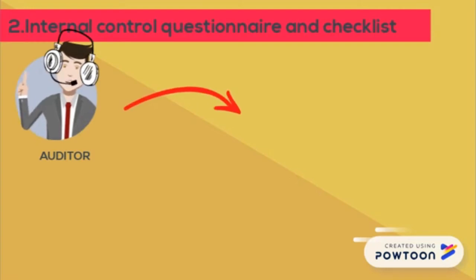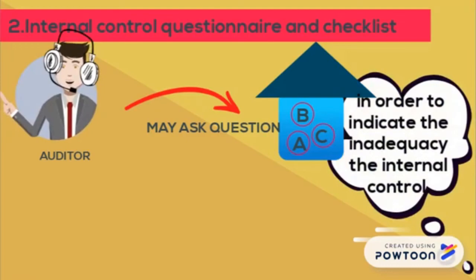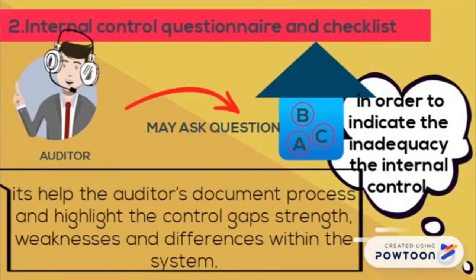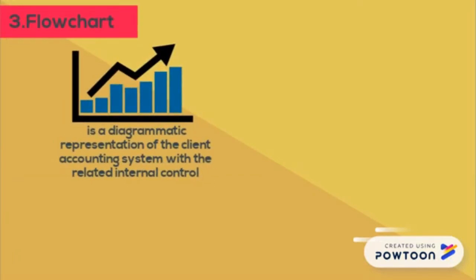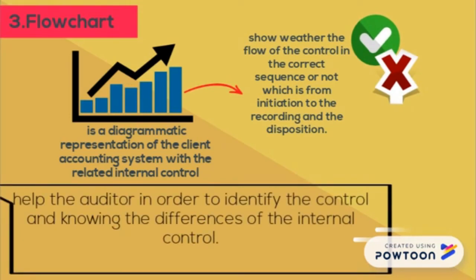The auditor may ask questions about the internal control in each of the audit areas, in order to indicate the inadequacy of the internal control. It helps the auditors document the process and highlight the control gaps, strengths, weaknesses and differences within the system. A flowchart is a diagrammatic representation of the client's accounting system with the related internal control that shows whether the flow of the control is in the correct sequence or not, from initiation to recording and disposition. This will help the auditor identify the controls and know the differences in the internal control.